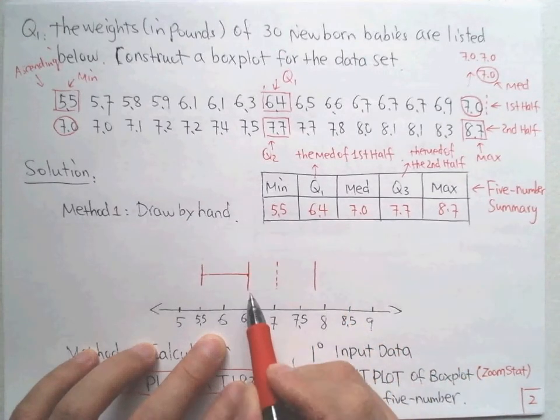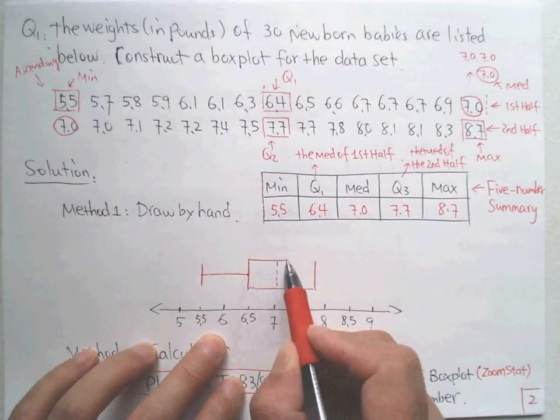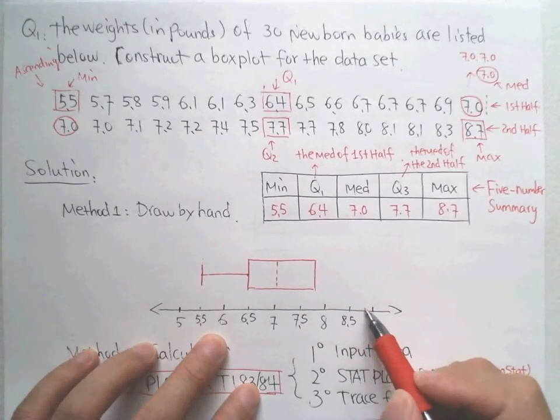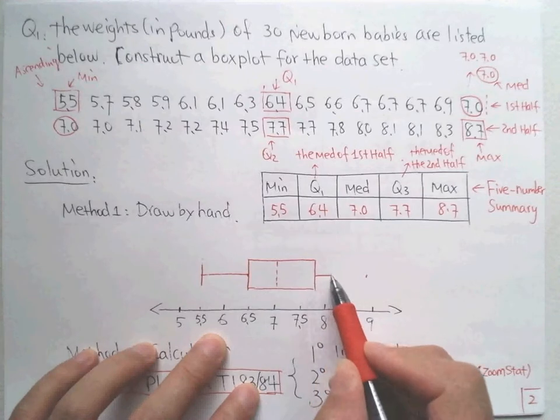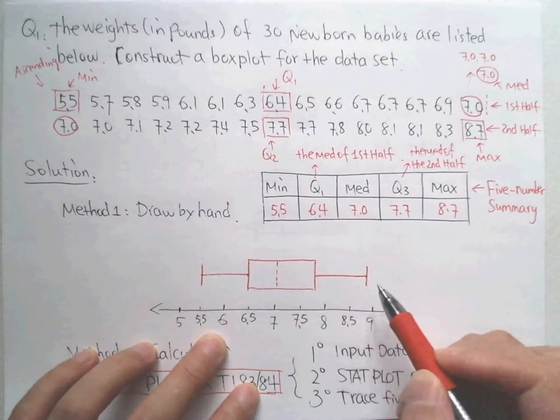7.7, 7.5, 7.7 probably around here. And then I draw. Have you seen what this is? This is a box. And what is the maximum? 8.7, so probably here. Okay, so you can see I draw the whisker, a bit of a bar, put it here. This is a box plot.